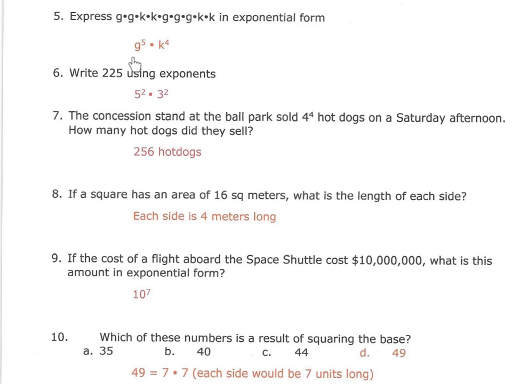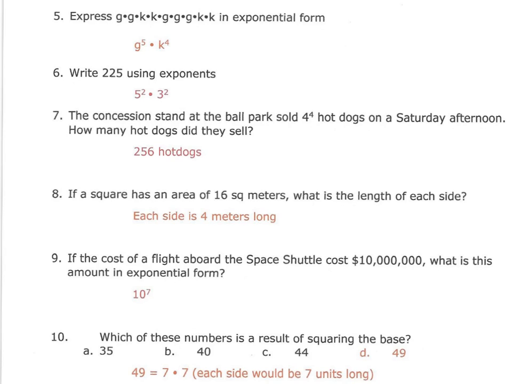There are 5 g's, so it's g to the 5th times, make sure you have multiplication there, not addition. And there are 4 k's, so it's k to the 4th. Make sure you combine all of the g's and all of the k's. Number 6, write 225 using exponents. It can be written as 5 squared times 3 squared.